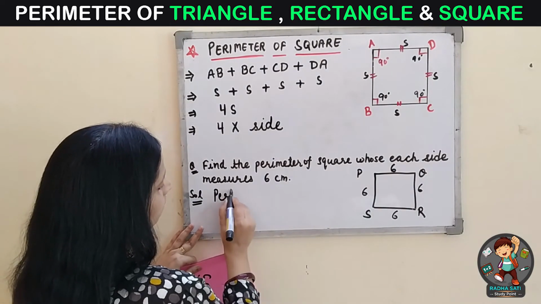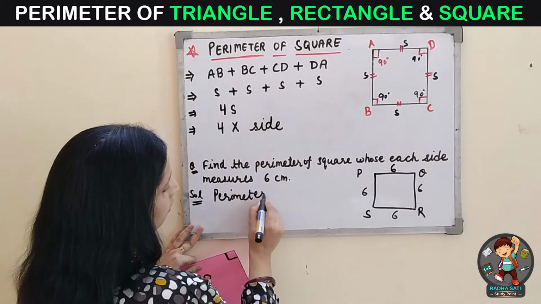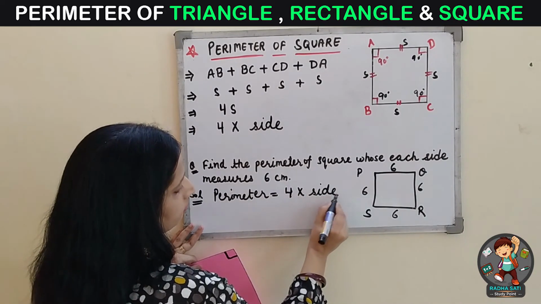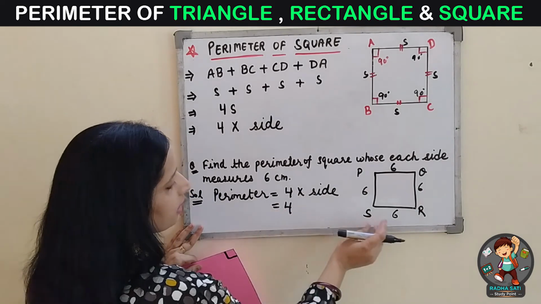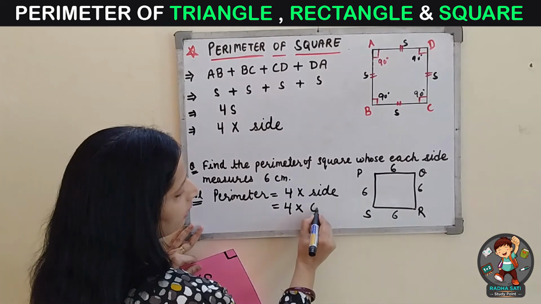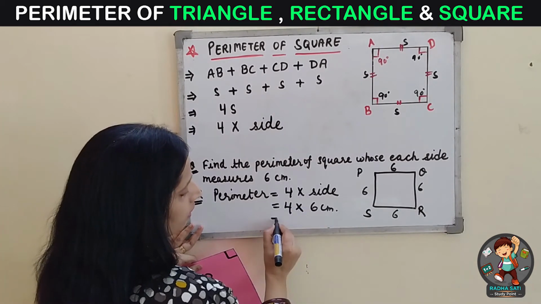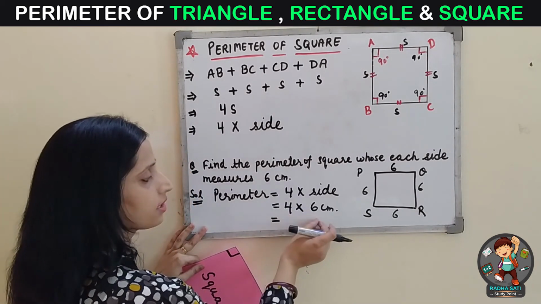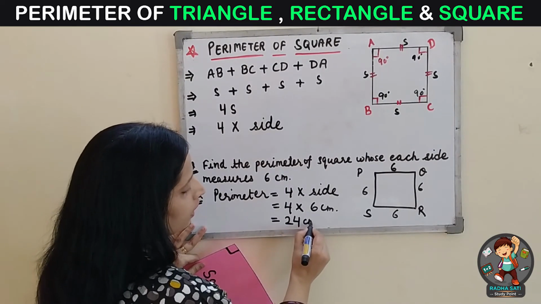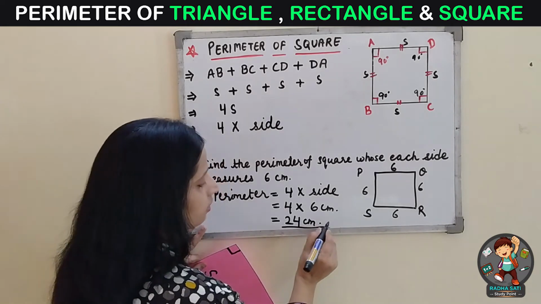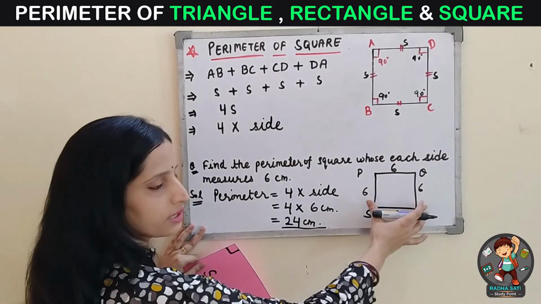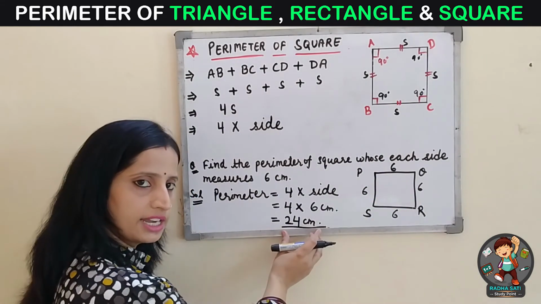So its perimeter will be 4 times side. And we know that each side is of 6 centimeter. Now in place of side we will write 6 centimeter. Now we will multiply these two. 4 sixes are 24. So answer will be 24 centimeter. This means the perimeter of square whose all the sides are of 6 centimeter will be 24 centimeter.